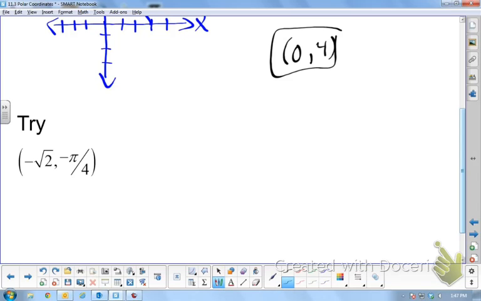So what did you guys get for your point? Negative 1, 1. So when we go and plot our point, yes, that's the point you should have gotten originally when you plotted your polar coordinate.